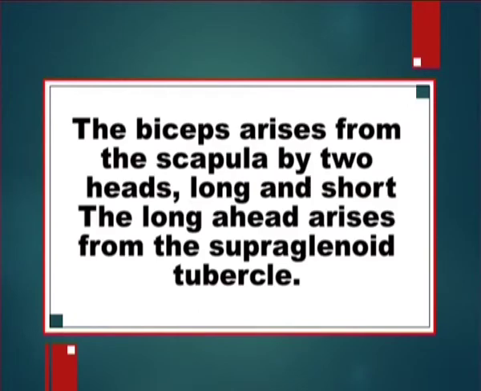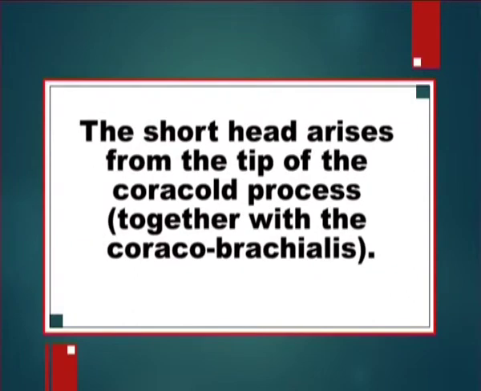Biceps. Origin. The biceps arises from the scapula by two heads, long and short. The long head arises from the supraglenoid tubercle. The short head arises from the tip of the coracoid process, together with the coracobrachialis. The tendon of the long head arcs over the head of the humerus to enter the intertubercular sulcus.